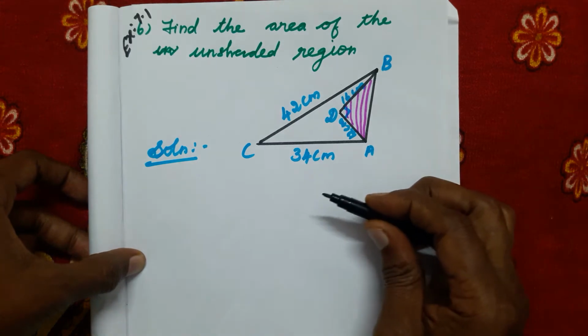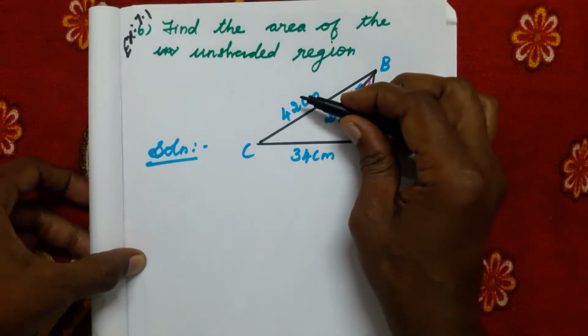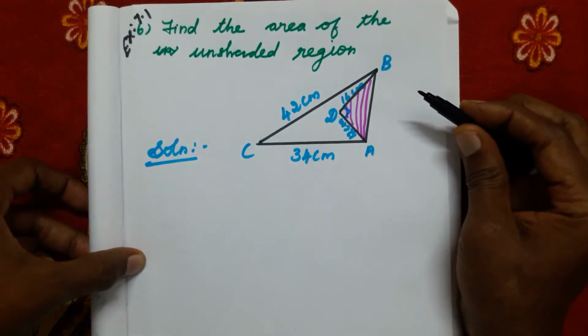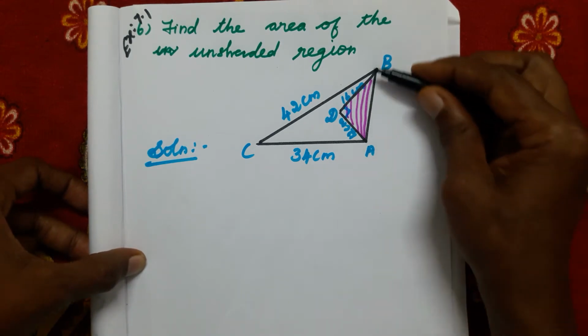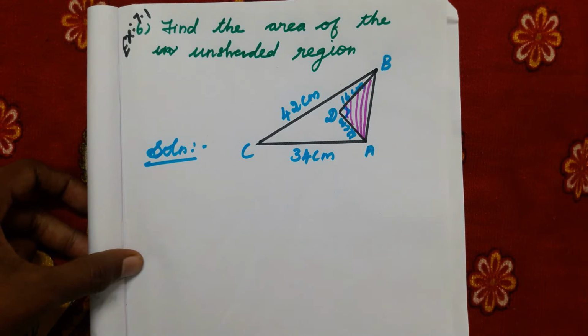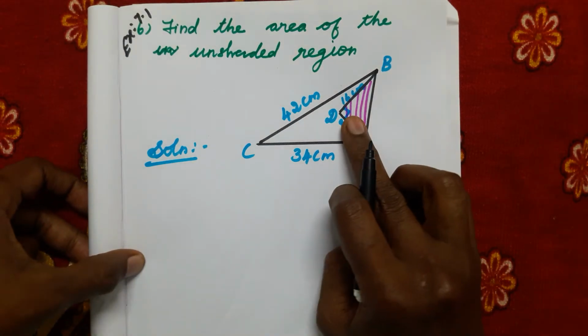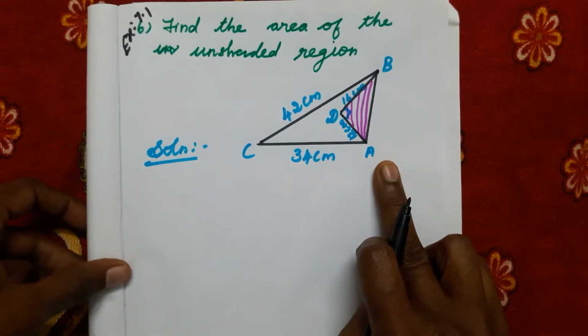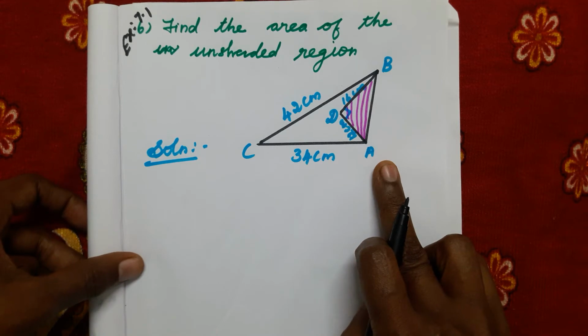If you want to find the area of triangle ABC, we need 3 sides. Do we know the 3 sides? No, we don't know all 3 sides. We don't know side AB. First we want to find the side AB.